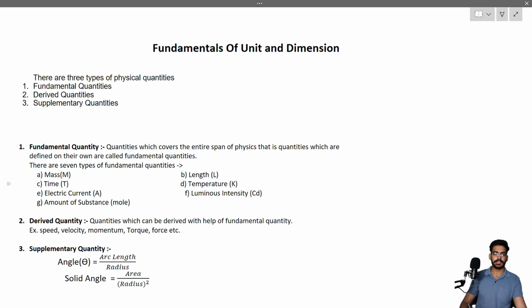So first, what we are saying is that physical quantities are of three kinds. What are they? Fundamental quantities, derived quantities and supplementary quantities, on the basis of derivation. So what are these fundamental quantities? Quantities which cover the entire span of physics, that is, quantities which are defined on their own, are called fundamental quantities. So they are not derived from somewhere else, they are on their own. You can't split them into more dimensions.